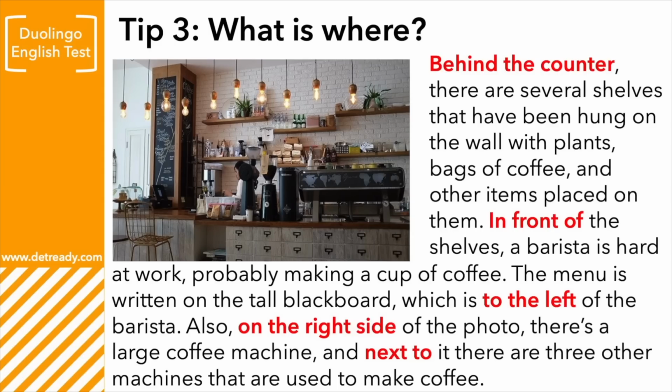Behind the counter, there are several shelves that have been hung on the wall with plants, bags of coffee, and other items placed on them. In front of the shelves, a barista is hard at work, probably making a cup of coffee. The menu is written on a tall blackboard, which is to the left of the barista. Also, on the right side of the photo, there's a large coffee machine, and next to it, there are 3 other machines that are used to make coffee.